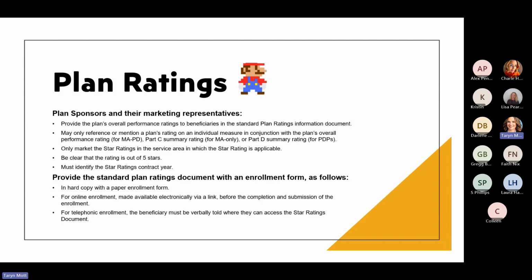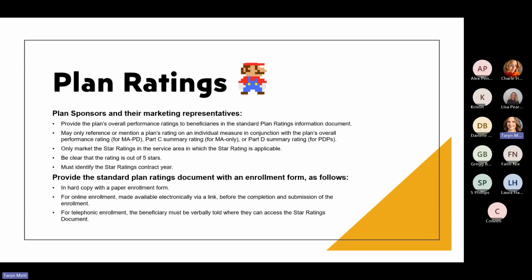Plan ratings. Plan sponsors and their marketing representatives provide the plan's overall performance ratings to beneficiaries in the standard plan ratings information document. They may only reference or mention a plan's rating on an individual measure in conjunction with the plan's overall performance rating for MAPD, Part C summary rating for MA only, or Part D summary rating for PDPs.